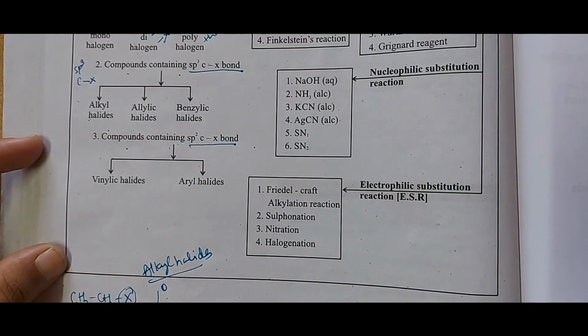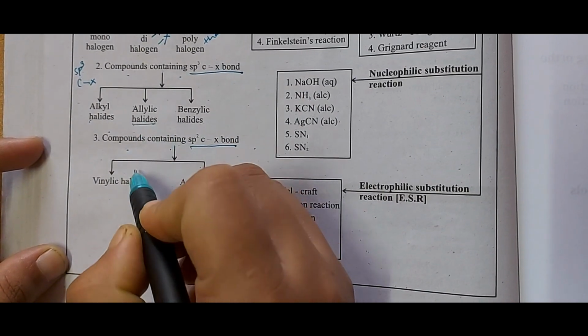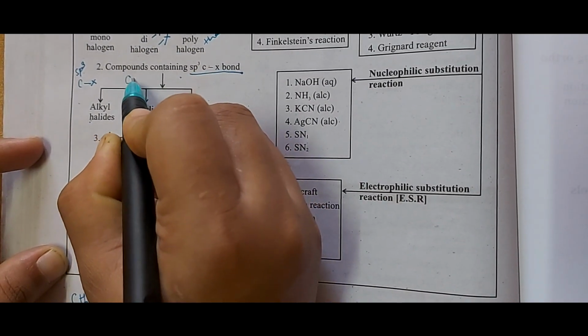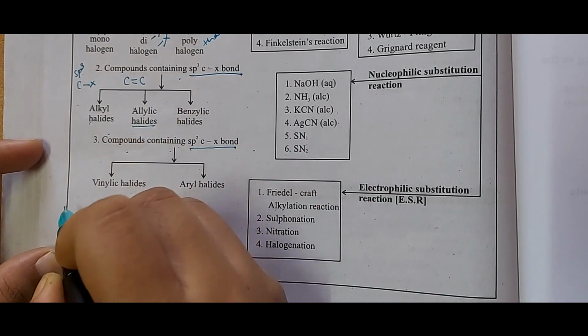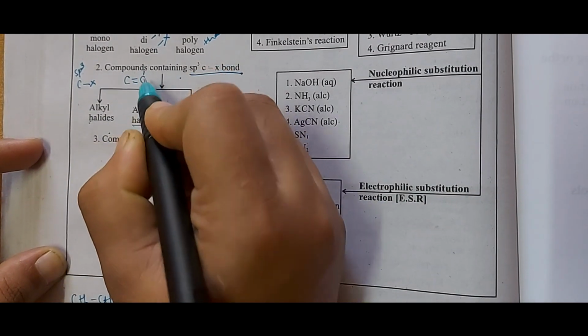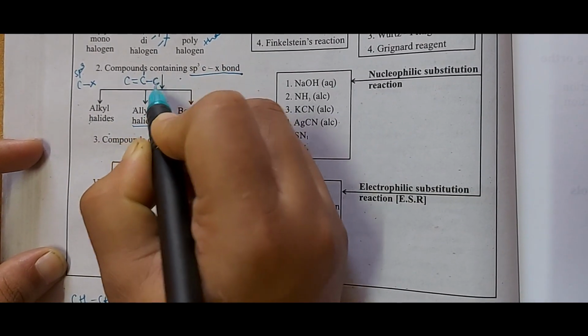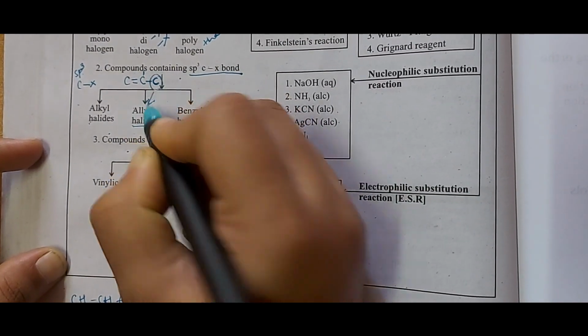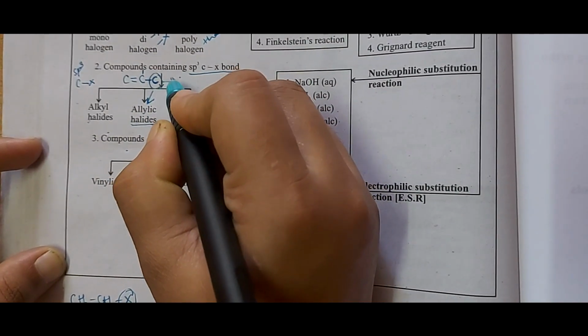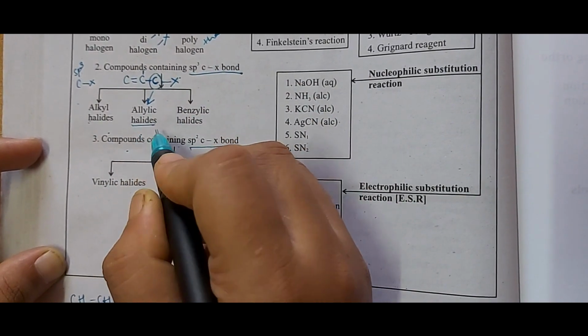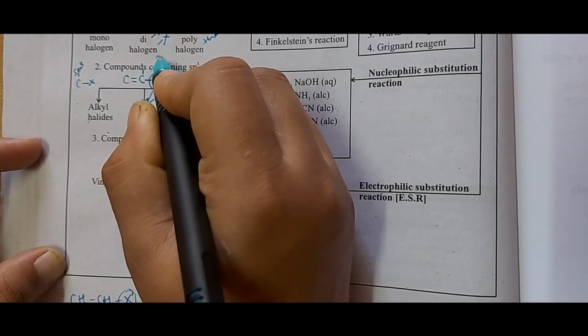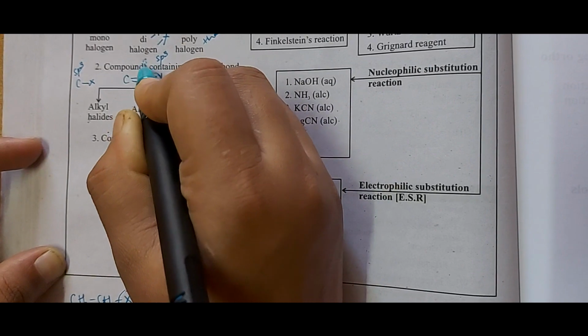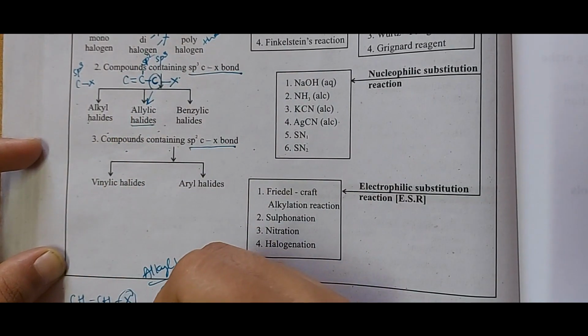Next is allylic halide. In case of an allylic halide, we need an sp2 hybridized carbon atom which is bonded to an sp3 hybridized carbon atom, which we call the allylic carbon, and if a halogen is bonded to that sp3 hybridized carbon atom, we call it an allylic halide. Hence, we call such types of halides allylic halides.